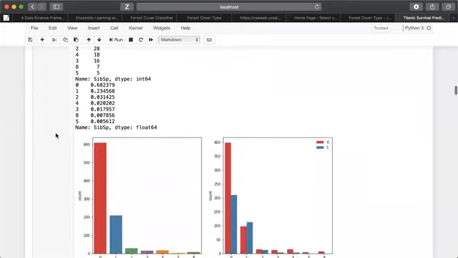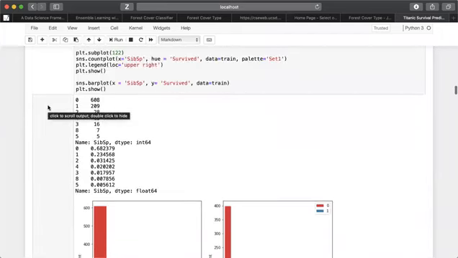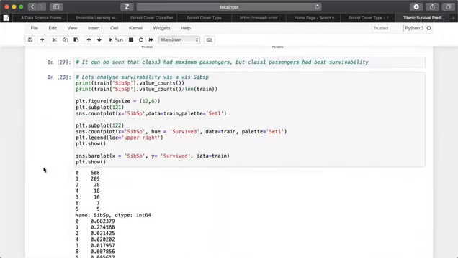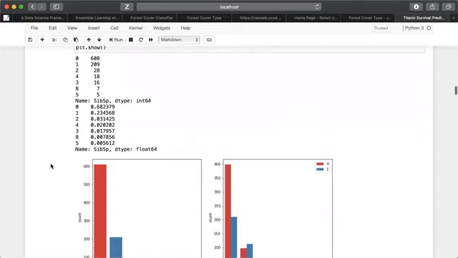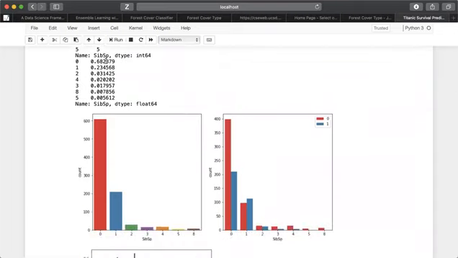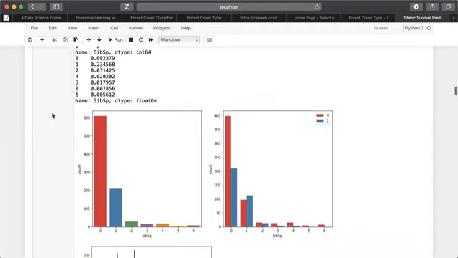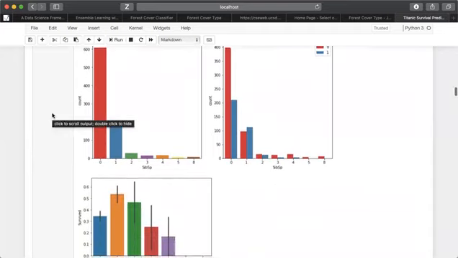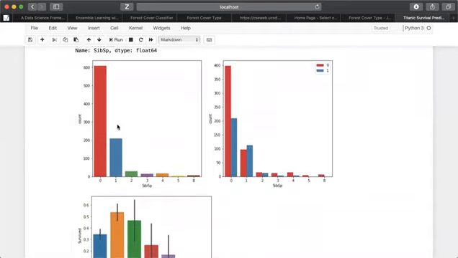The percentages, by just dividing this with the length of train, I found the percentages of these: 68.23% were traveling alone, 23.45% with 1, around 3.15% with 2. Thereafter the values have decreased. The same has been depicted visually on the left. These are the values, and thereafter with the count, I gave a hue of survived.